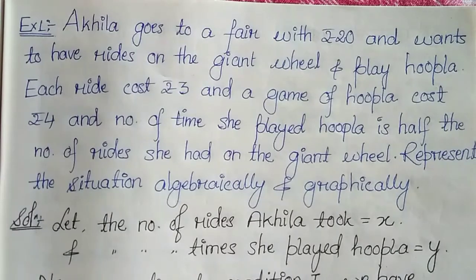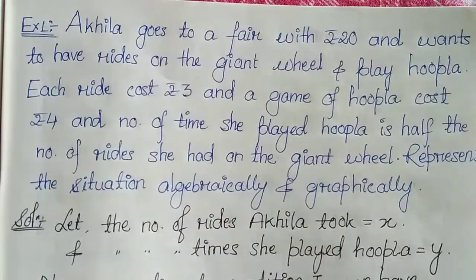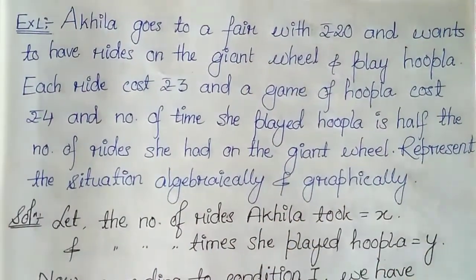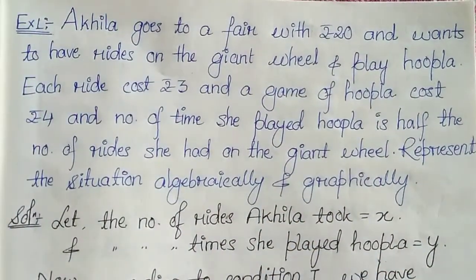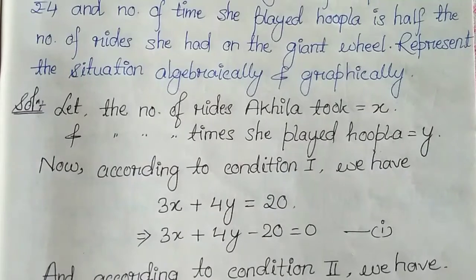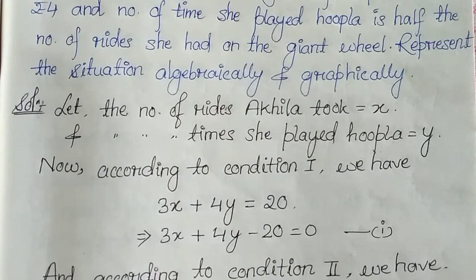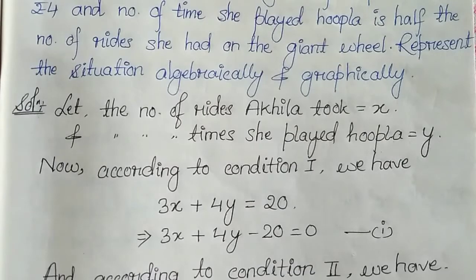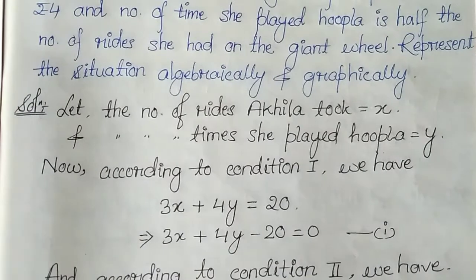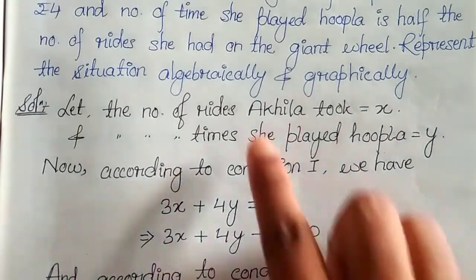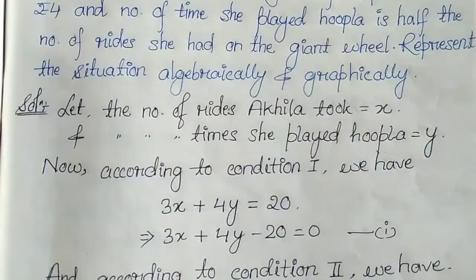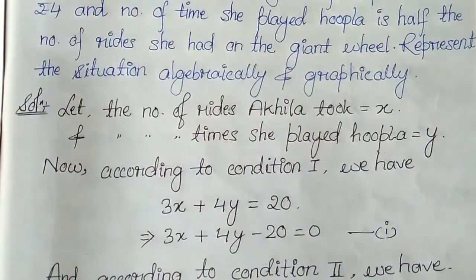So you have to now represent the situation algebraically and graphically. The first thing that is unknown to me is how many times she took a ride on the giant wheel, and the second thing that is unknown is how many times she played hoopla. Okay, let the number of rides she took be x and the number of times she played hoopla be y.